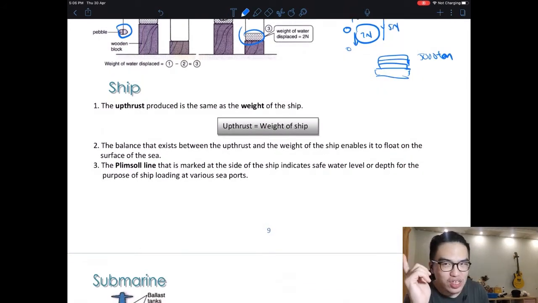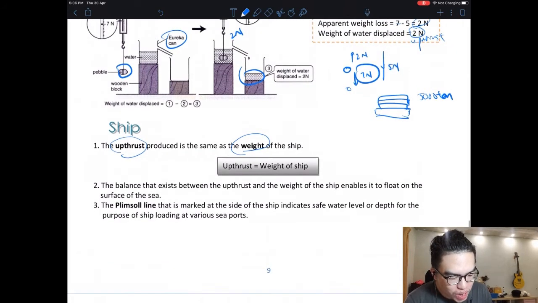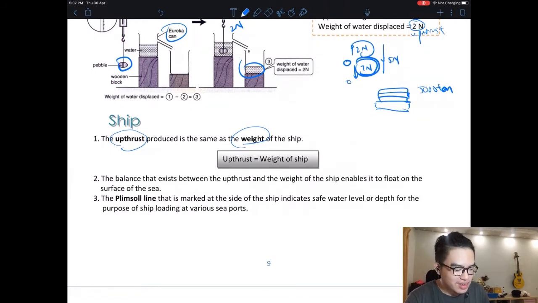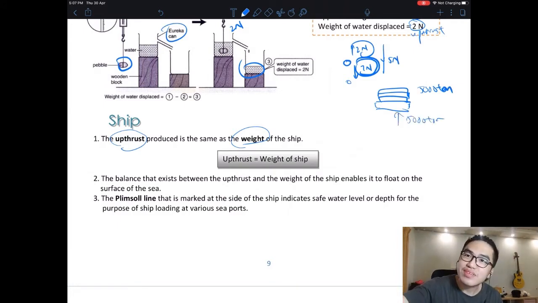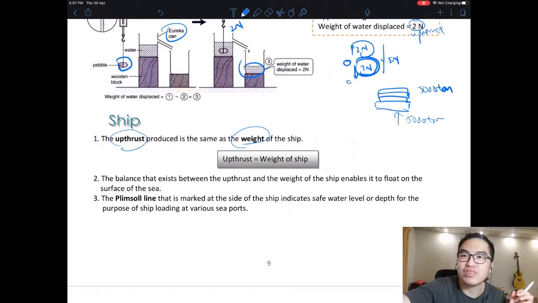As long as your upthrust is equal to your weight, you will float. Can you see? Just now my weight is 7, my upthrust is 2. My weight is heavier than my upthrust, I sink. If my ship is 5,000 tons and the upthrust is 5,000 tons, I'm still gonna float. So at the end of the day, it's all about how much water I pushed away. Because the more water I push away, the more upthrust I get. Remember, I push away 20 Newton of water, water will push me back 20. So all I have to do here is to push away 5,000 tons of water, so 5,000 tons of water will push me back.